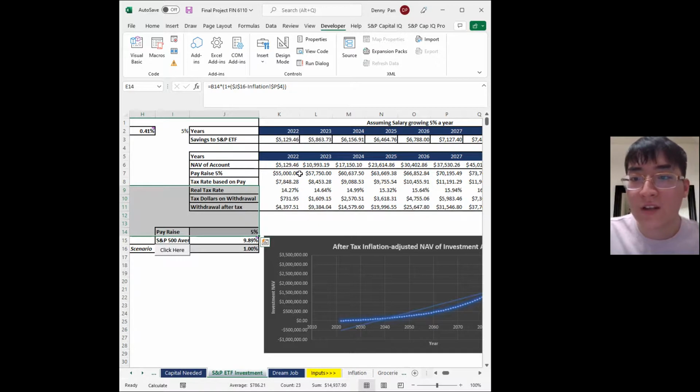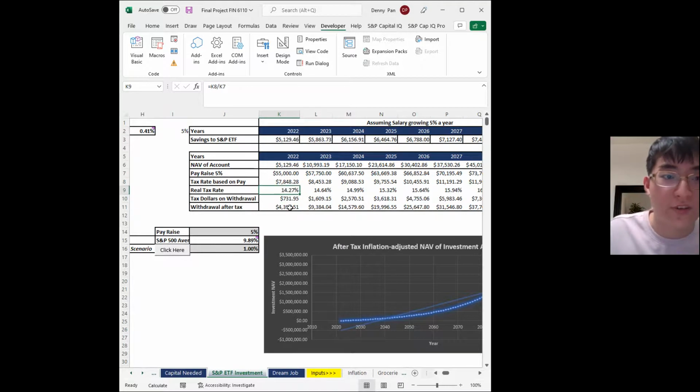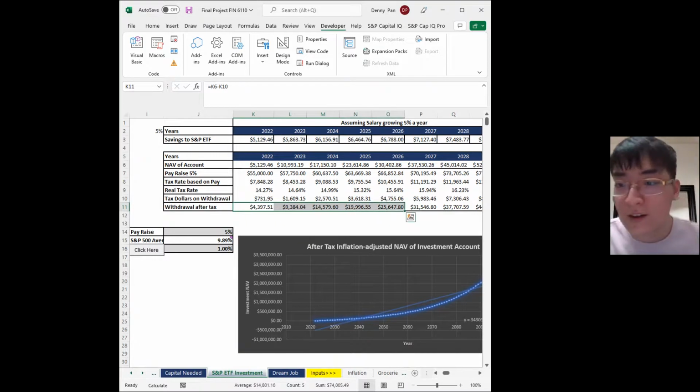And then row 3 has a SUMIF function, which adds up all the associated years with it, right? And this all flows into this right here. I actually had to get the real tax rates again for whenever you actually take out the money. So this is inflation-adjusted money that you need to take out, which is being taken out after taxes as well, right?